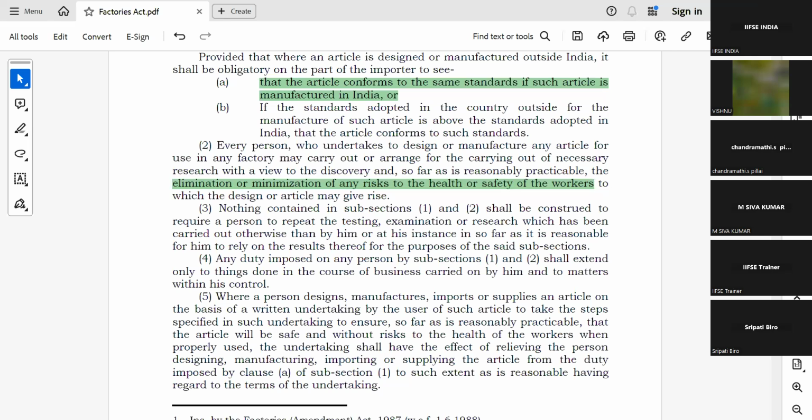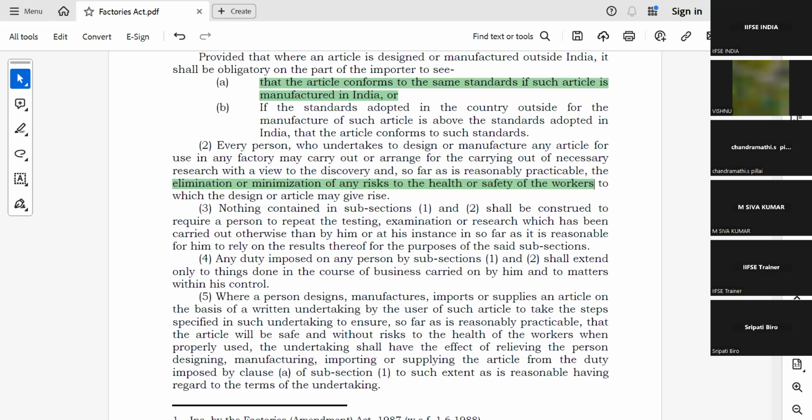ఇప్పుడు ఈ సబ్సెక్షన్స్ అనేవి ఫుల్ఫిల్ అవ్వకపోతే, ఎనీ డ్యూటీ ఇంపోజ్డ్ ఆన్ ఎనీ పర్సన్ బై సబ్సెక్షన్ 1 and 2 షల్ ఎక్స్టెండ్ ఓన్లీ టు థింగ్స్ డన్ ఇన్ ద కోర్స్ ఆఫ్ బిజినెస్ క్యారీడ్ on by him or the matters within his control.